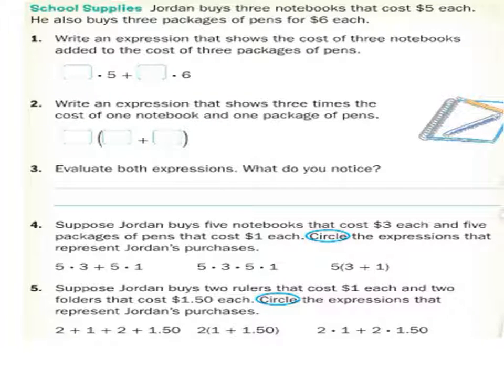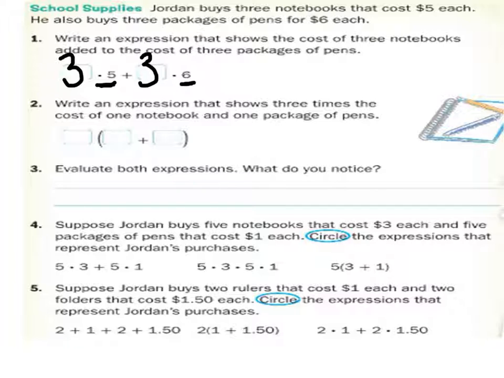First, let's look at this. Jordan buys 3 notebooks that cost $5 each. He also buys 3 packages of pens for $6 each. Okay, so how much did he spend? Well, there's a few ways we can look at this. How many $5 items did he get? 3. How many $6 items did he get? 3, right?